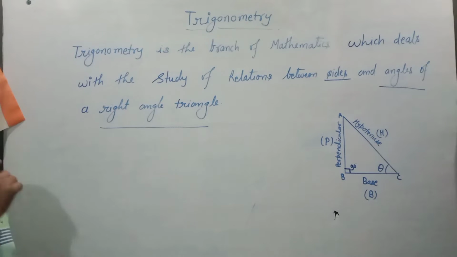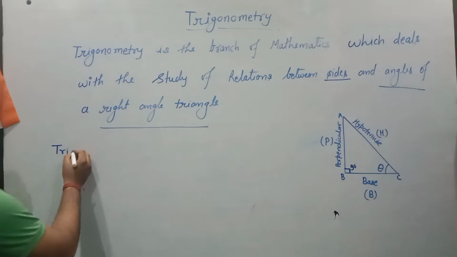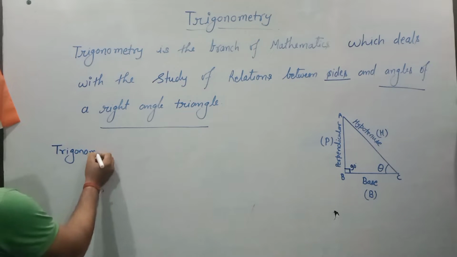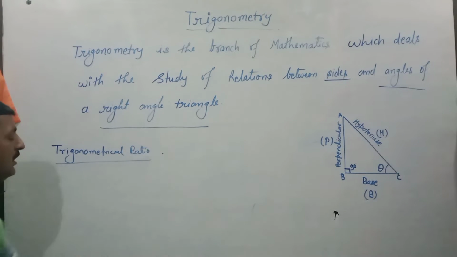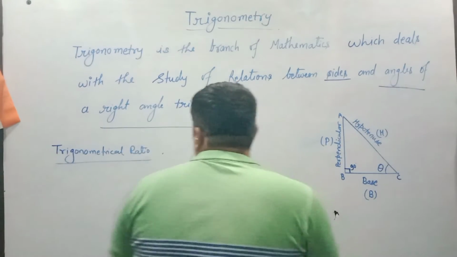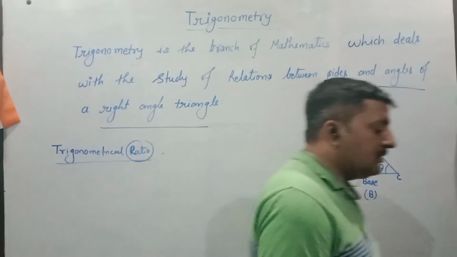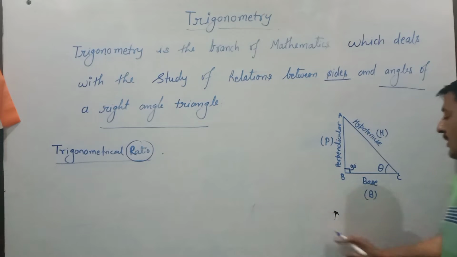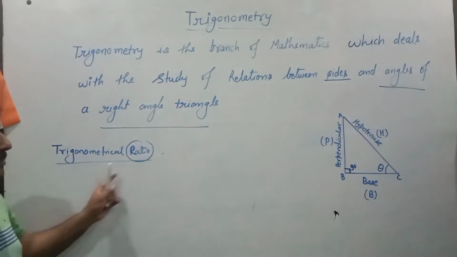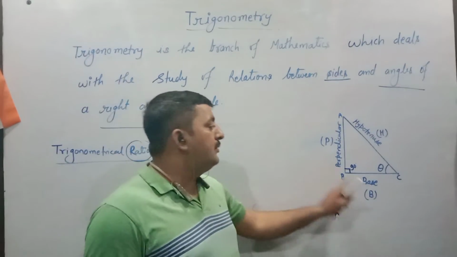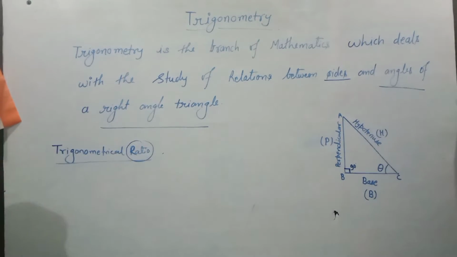Now, the first topic of trigonometry is trigonometrical ratios. As we know the meaning of ratio, in this case the ratio of any two sides of a right angle triangle is known as a trigonometrical ratio.